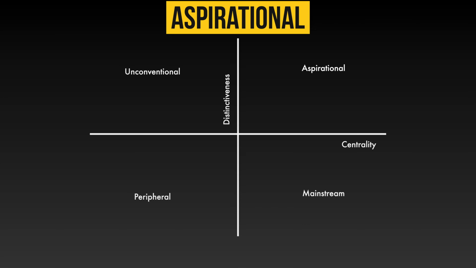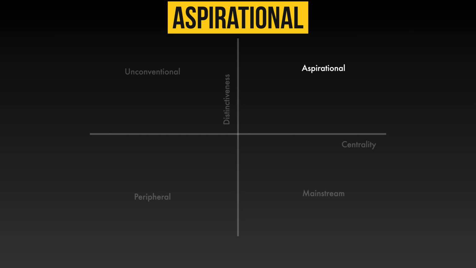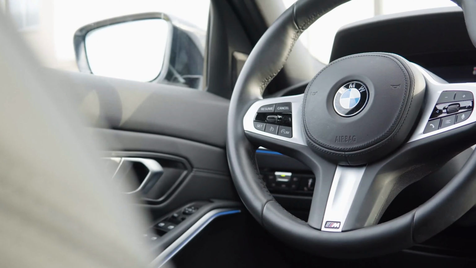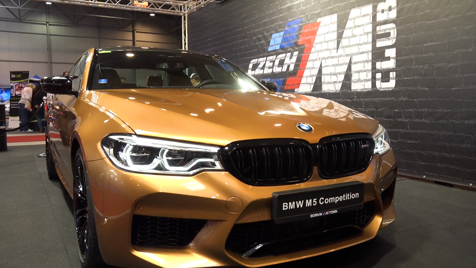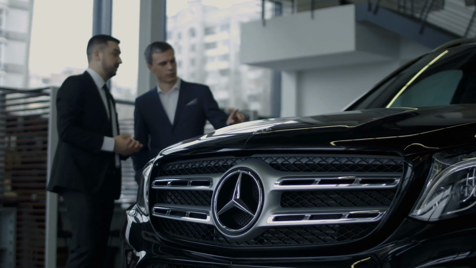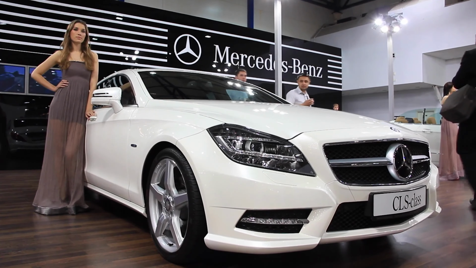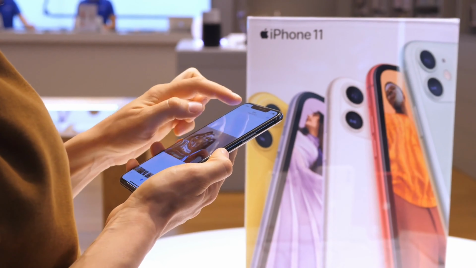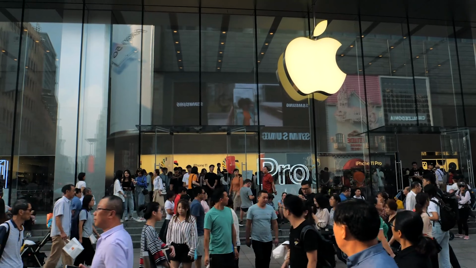Aspirational: these brands are central and distinctive and take advantage of high sales volume and premium pricing. BMW and Mercedes are aspirational brands with the right mix of luxury, pricing, and features in the automotive industry, making them an aspiring brand owned by many yet slightly out of reach. Think of the iPhone when it first came out. iPhone was a kind of an aspirational brand, but not anymore, as the iPhone is now available at low prices and it's quite mainstream in many markets.